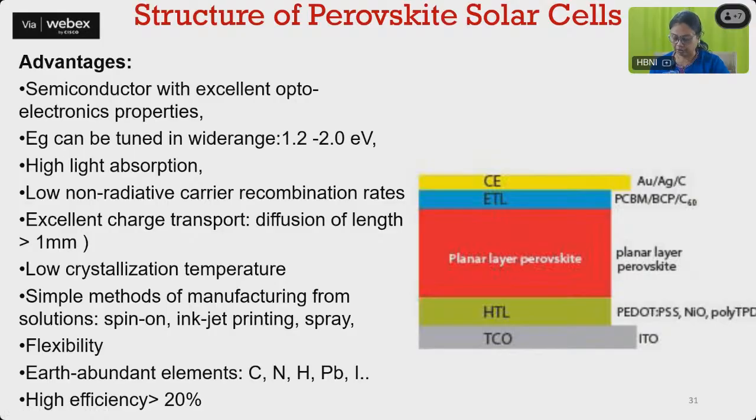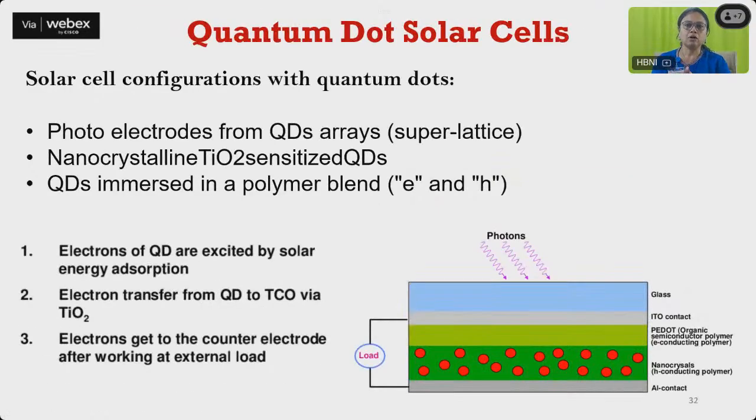carbon or aluminium. And now lastly coming to the quantum dot solar cells. So this is also one of the kind of third generation solar cells. So here we are using the quantum dots. Quantum dots can be of TiO2, or it can be cadmium sulfide or cadmium selenide. Quantum dots are like nanocrystals and they are put into some kind of polymers, organic semiconductor polymer.